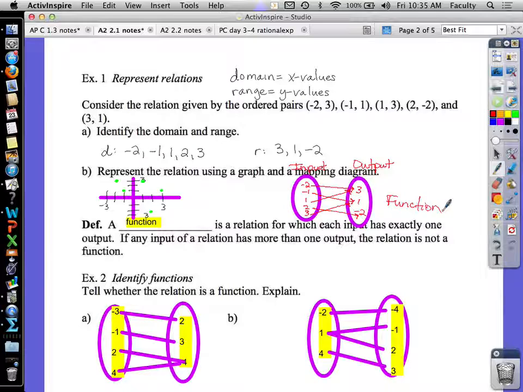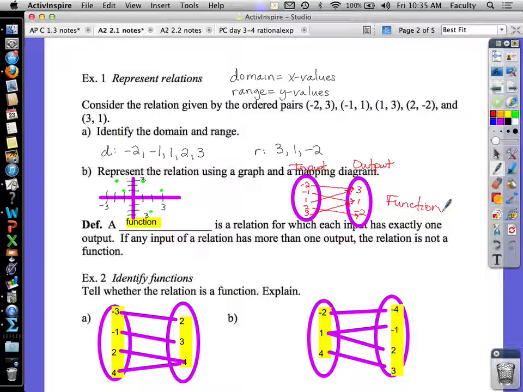Okay? Now, example 2. Go ahead and draw the two mapping bubbles. Okay? Go ahead and draw those. And then the question I have for you is to tell whether the relation is a function and explain.